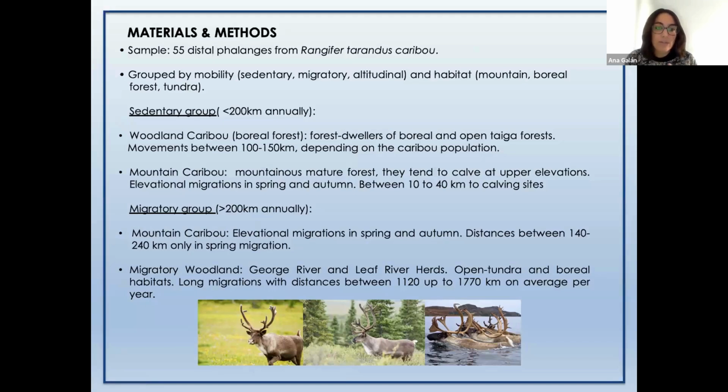And then we have the migratory woodland. Here we have two kinds of herds, the George River and Leaf River herds. They are from the classic open tundra and boreal habitats, and they perform long migrations with distances of more than 1,000 and less than 2,000 kilometers on average per year.